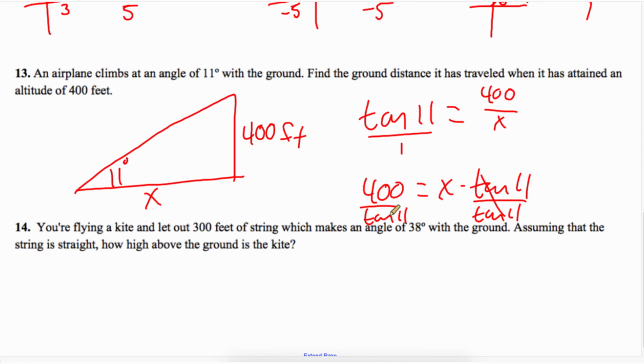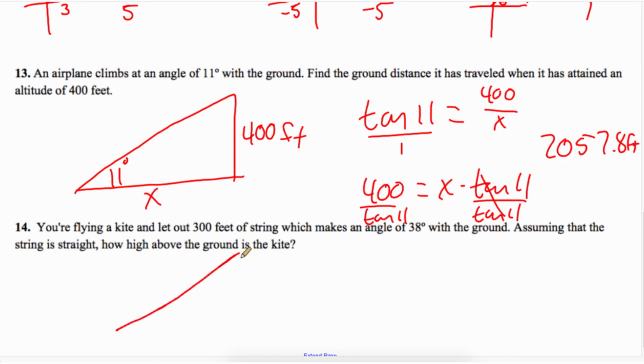Remember to change your calculator into degree mode since this is a degree angle. And I'm just going to go to 1 decimal place. When we type this in, we should get 2,057.8 feet. Now on our last one, it says we are flying a kite and we let out 300 feet of string that makes an angle of 38 degrees. So let's start sketching our picture.